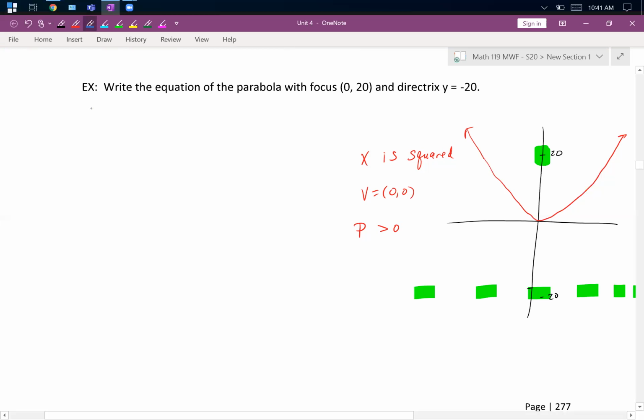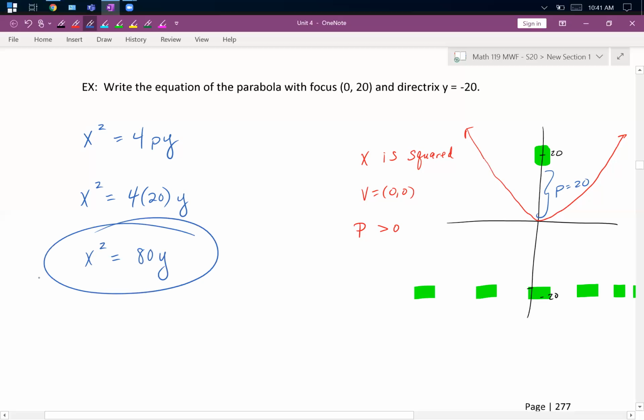All right, so since we're at the origin for our vertex, we know that our equation simplifies to x squared equals 4py. P equals 20, so all we're doing is plugging that in. x squared equals 4 times 20y. x squared equals 80y. There we go. Questions, anybody?